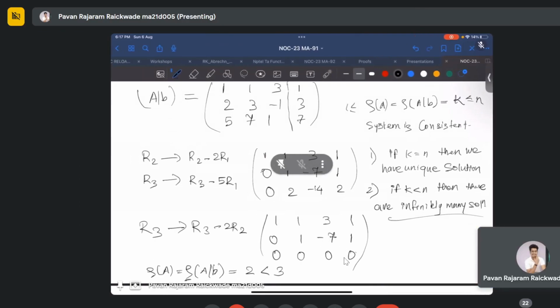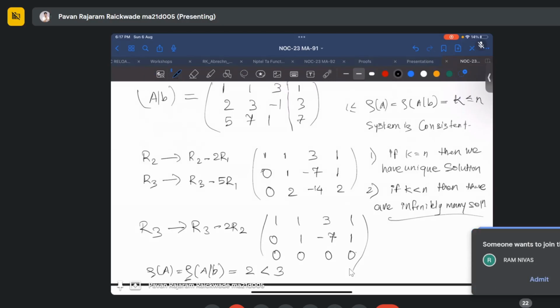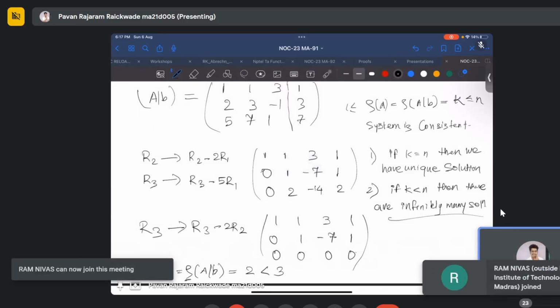Sir, in the last matrix, we will get two equations, but we have to find three unknowns. So there will be infinitely many solutions. You have to determine three variables by using two equations. That's the reason you're saying, right? Yes, that's true.